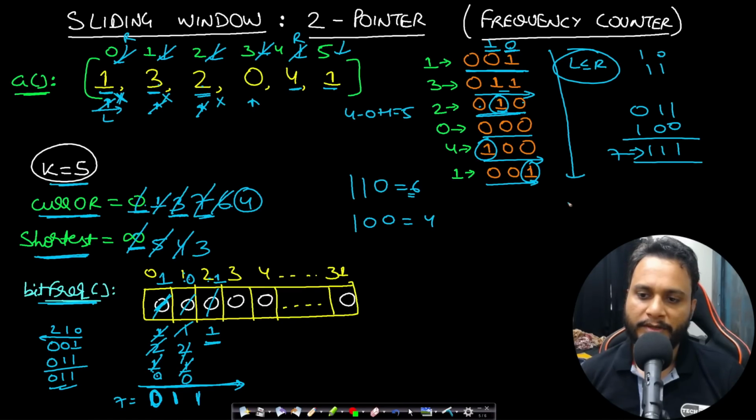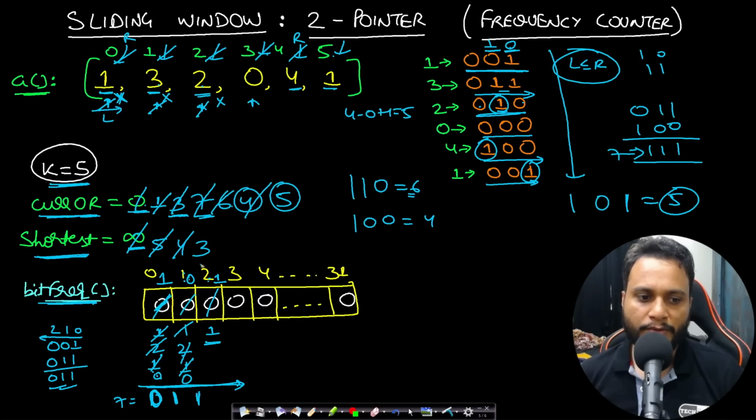So what is this number? At position 2 you have 1. At position 1 you have 0. And position 0 you have a 1. So this number is 5. Okay, so update the current OR value to 5 simply. Now we can check that the current OR value is greater than equals to k. So the window size is 5 minus 3 plus 1, which is 3. So we already have a 3 window size, so no change will happen.